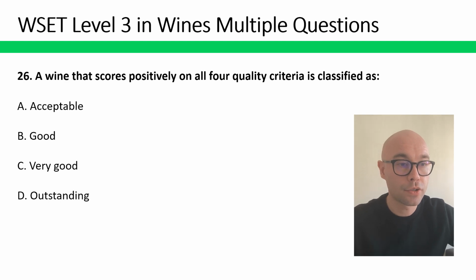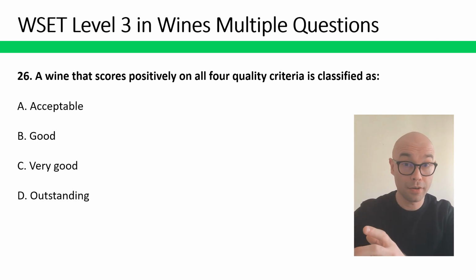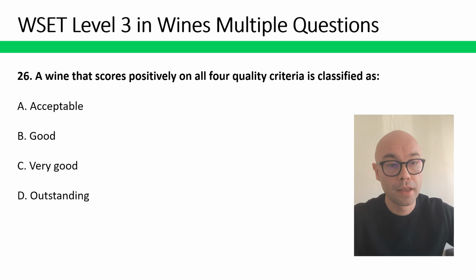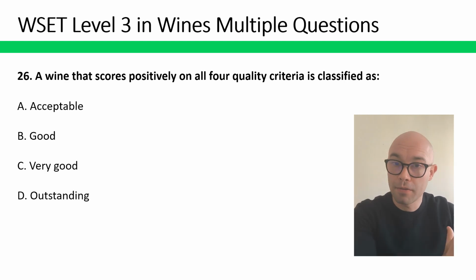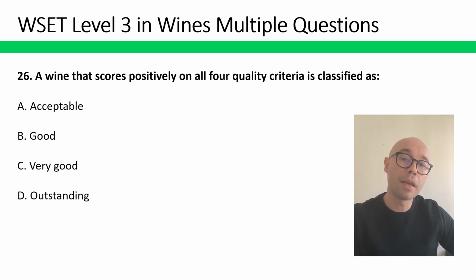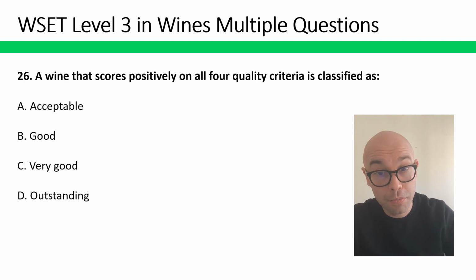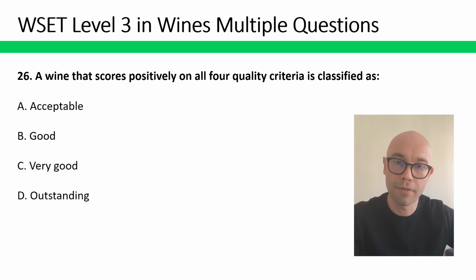A wine that scores positively on all four quality criteria is classified as, so the quality criteria are the BLIC system. If it's positive in all four, it's acceptable, good, very good, outstanding. The correct answer is D, it's outstanding. If the wine maybe has one thing that can be a little bit better, then it can be assessed as a very good wine.